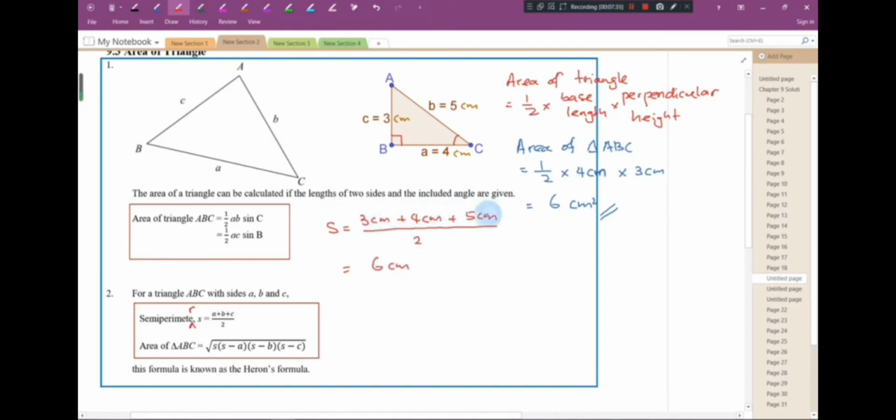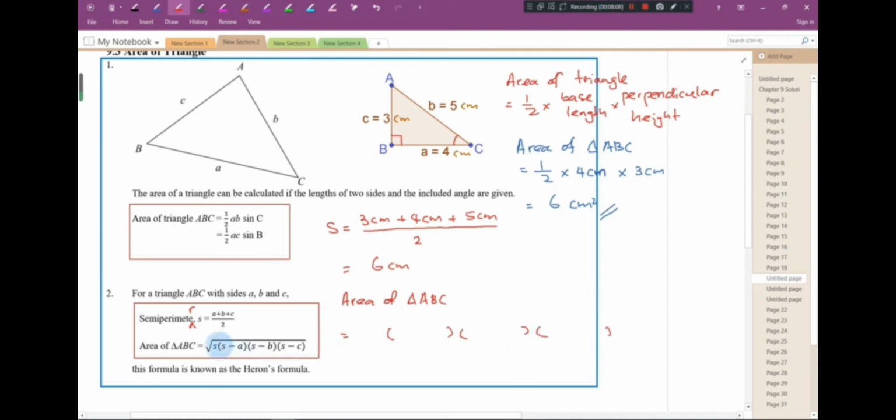6 centimeters. Okay, so if you want to use this formula, it's actually very easy. Area of triangle ABC. Okay, let's try. We should be able to get exactly the same answer as this one, which is equal to 6 square centimeters. So you open a square root first. How about I write 3 parentheses first? Now I have 3 sides, right? 3 parentheses.